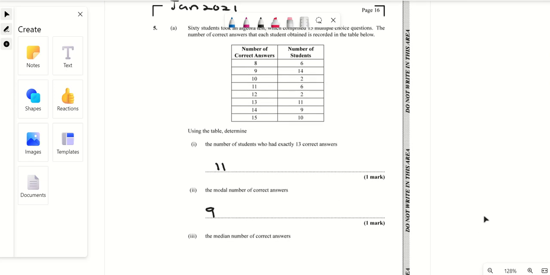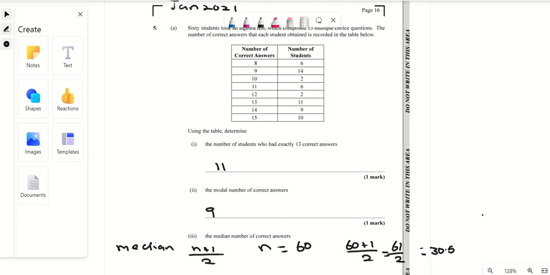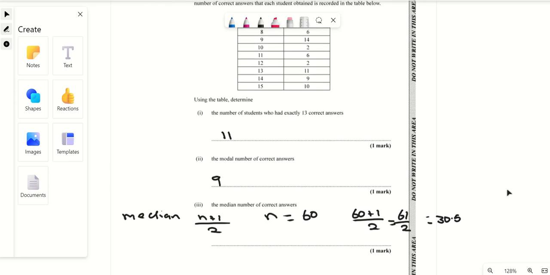Median is to find the middle. Now, for a thing like this, this is our next formula for median. Median is n plus 1 all divided by 2, where n is equal to your total, which is 60. So this is 60 plus 1 divided by 2, is 61 divided by 2. 61 divided by 2 is equal to 30.5.